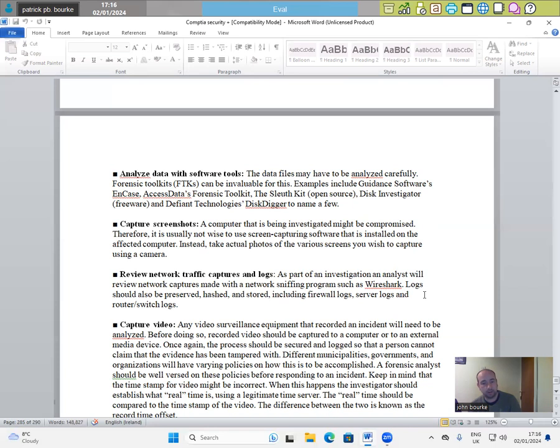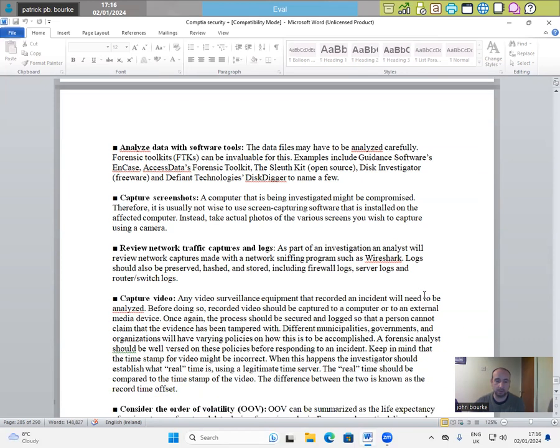Review network traffic captures and logs as part of an investigation. An analyst will review network captures made with a network sniffing program such as Wireshark. Logs should also be preserved, hashed, and stored, including firewall logs, server logs, and router and switch logs. Capture video.